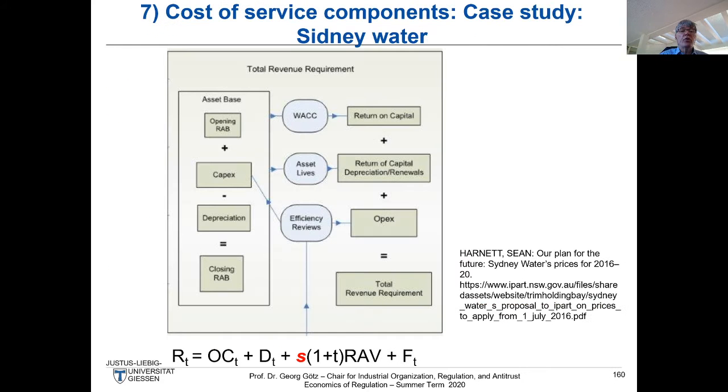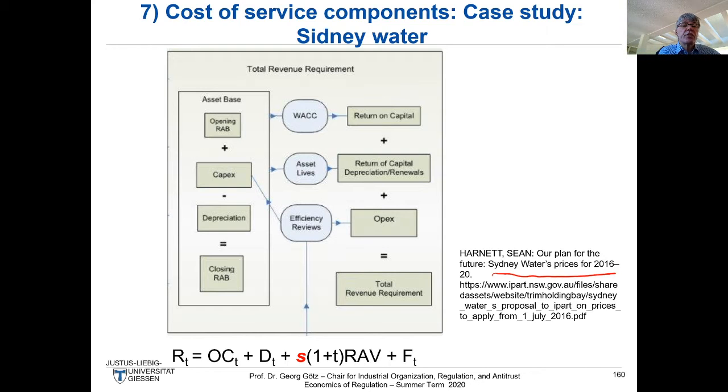And what you see on the next slide is that this is really something which is used in practice. I gave you an example here from Australia because they typically document their regulatory proceedings very well. Here you see Sydney's water prices for the period of 2016 to 2020, and how they are determined. You see how the regulator proceeds.